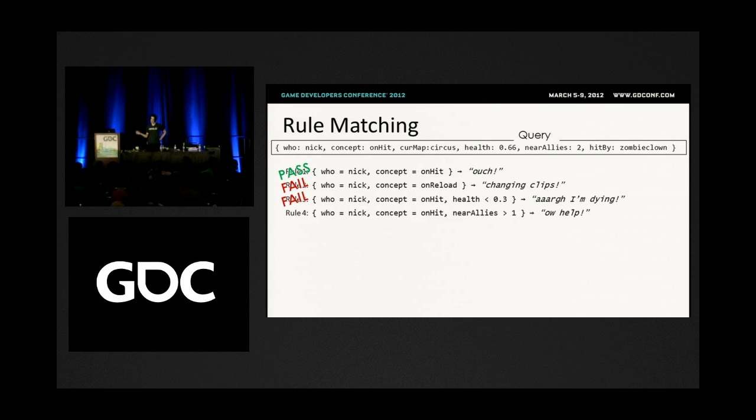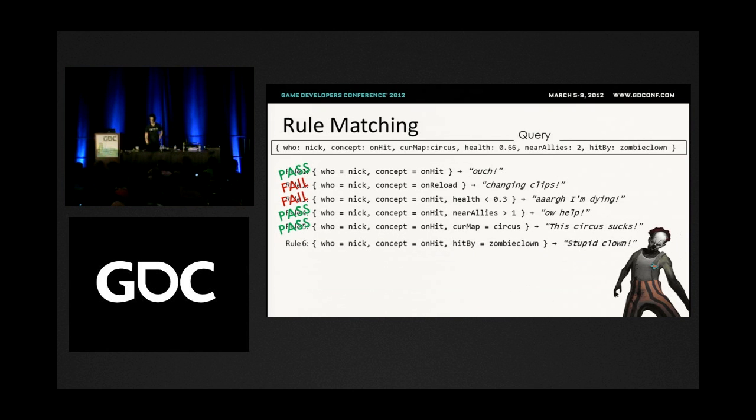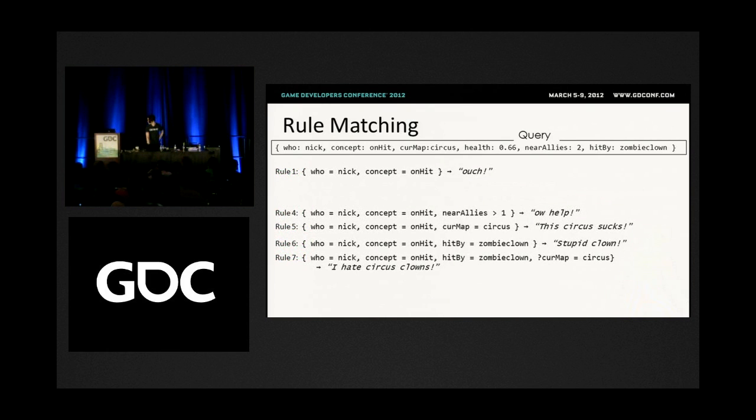Next, there's a more specific criterion. Does he have at least one ally? He does, passes. Next, are we in the circus? Yes, we are. Was it a clown? Yes, it was. Was it a clown in the circus? Yes, it was. So here are the rules that have passed. To start with, we've got this one, which has only 2 criteria, and this one has 3. So we can reject the first rule. It's not specific. It won't play.